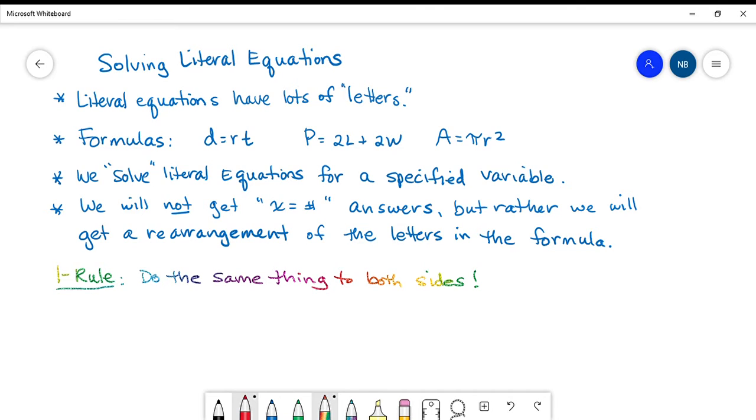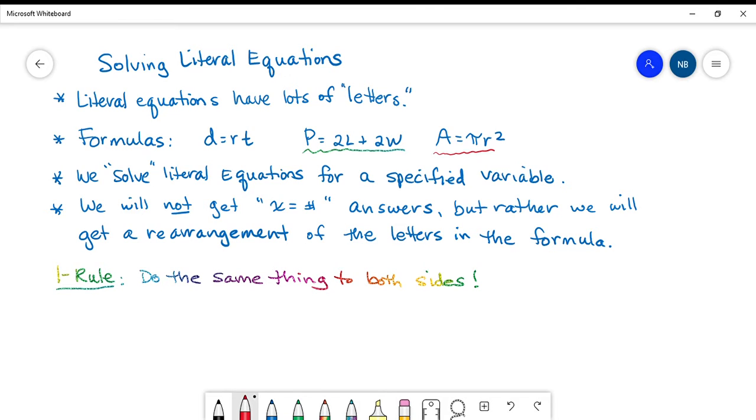So d equals RT. The perimeter of a rectangle is 2 times the length plus 2 times the width. So P equals 2L plus 2W. That's a formula. The third one I have here is the area of a circle, which is given by pi times r squared. Notice each of these formulas has more than one letter in it, hence the word literal equations.